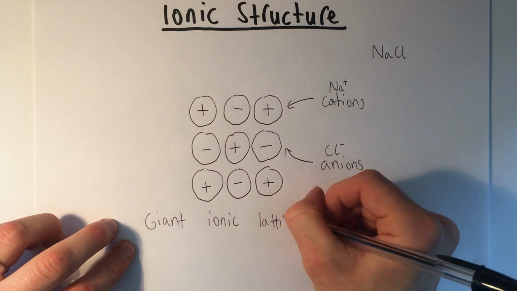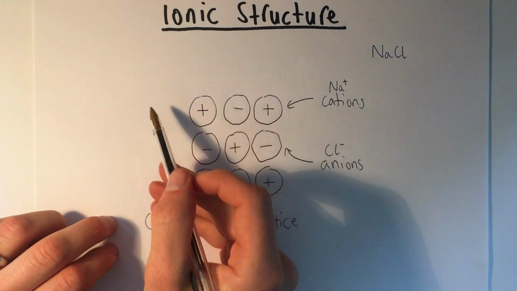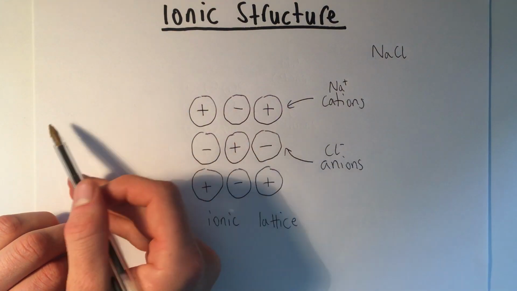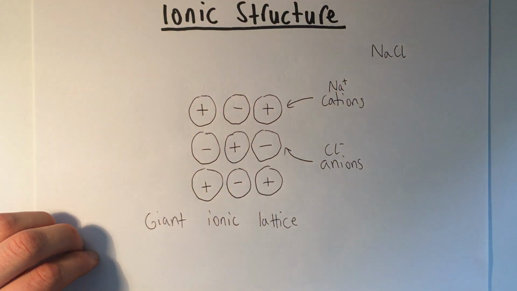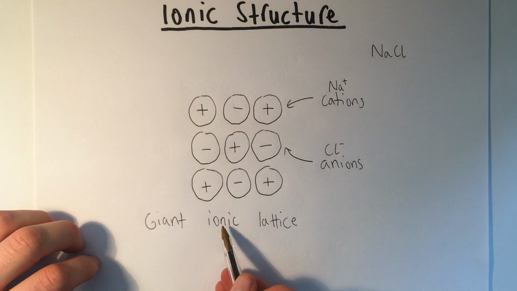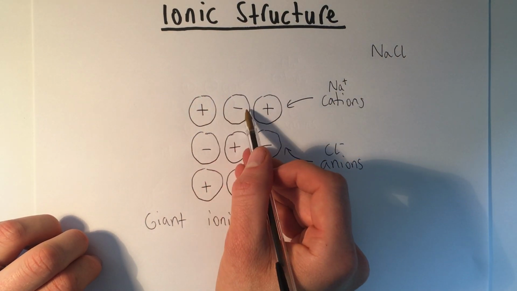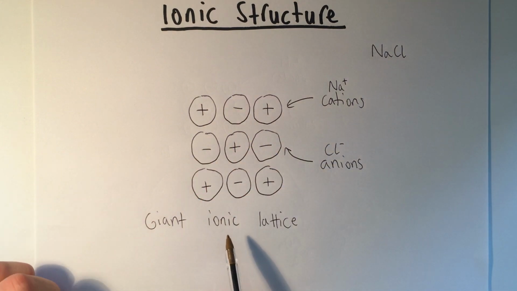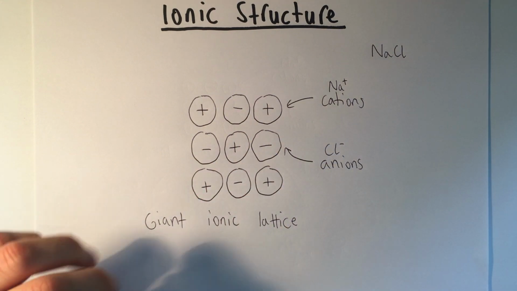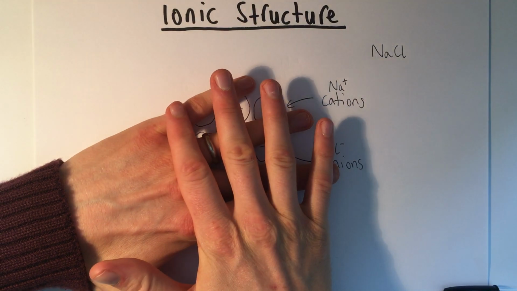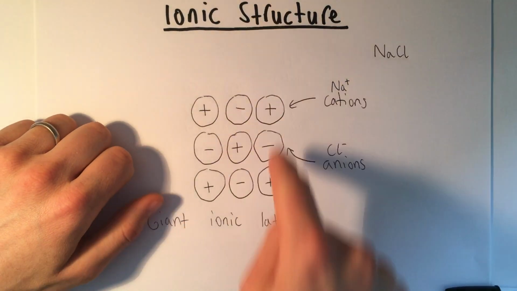It's a giant structure because, remember, this is just a tiny section. It's got billions of ions going in the different dimensions. It's ionic because the particles in it are ions, cations and anions. And it's a lattice because the word lattice describes that structure where you've got rows and columns.